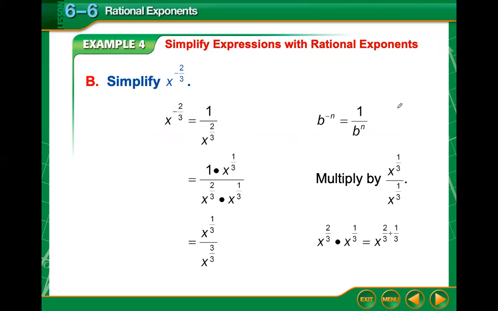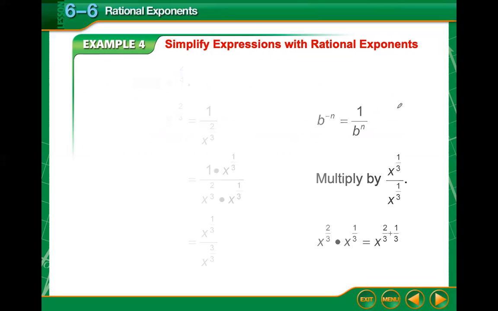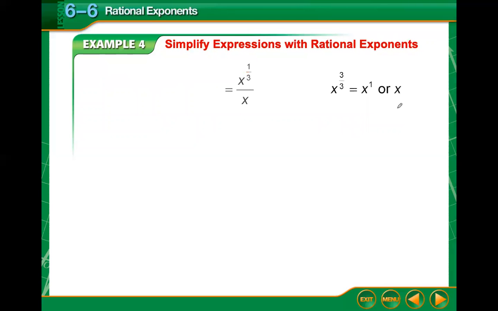So we go ahead and multiply by what would make this a whole number, which would be x to the 1/3, because 1/3 plus 2/3 is 3/3. So we get x to the 1/3 over x. And that would be our solution.